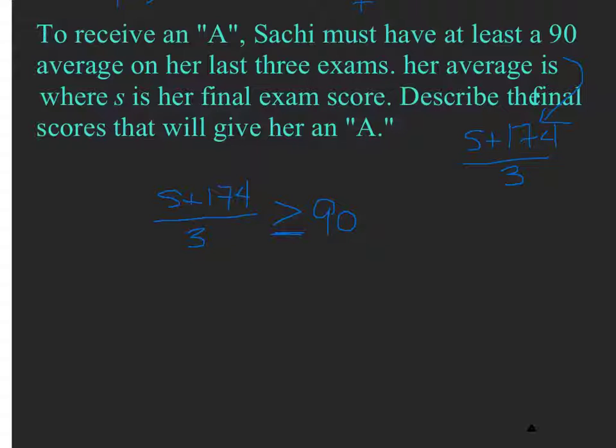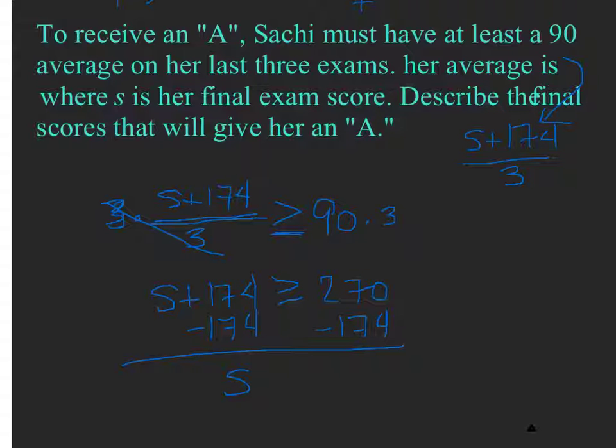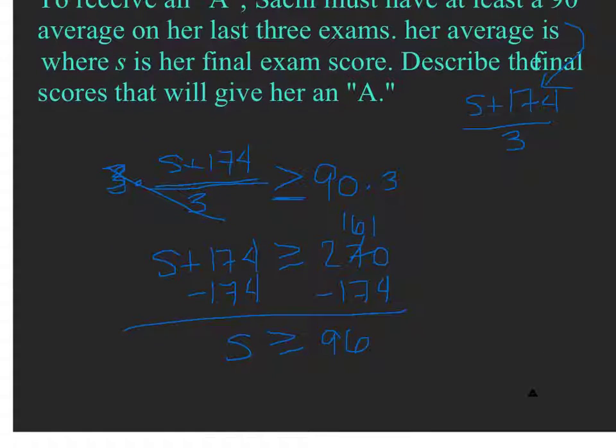Now let's see here, we need to do our math and solve for S, and then we'll know. So we multiply by 3. That's the first thing I need to do, is get rid of that 3 on the bottom. It's all being divided by 3, so I could just multiply by 3. So S plus 174 is greater than or equal to 270. Subtract 174 from both sides, and S is greater than or equal to 96. Which means Saki is going to have to get a 96 or better to get the A that she wants.